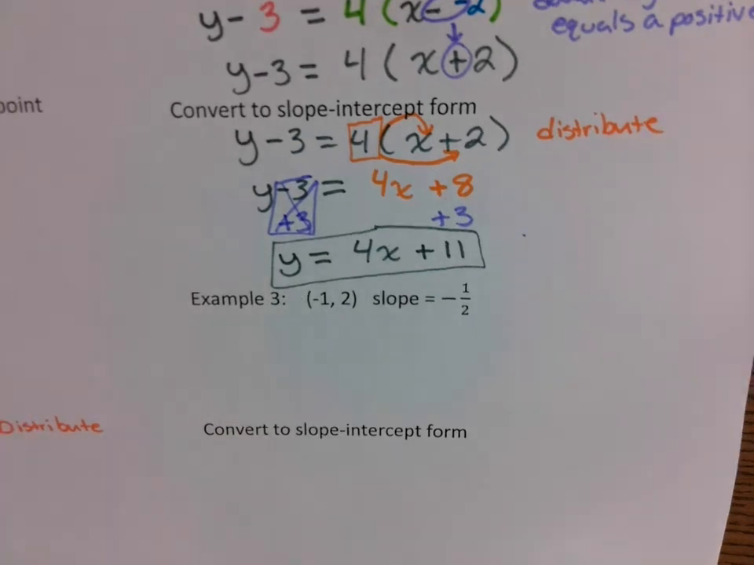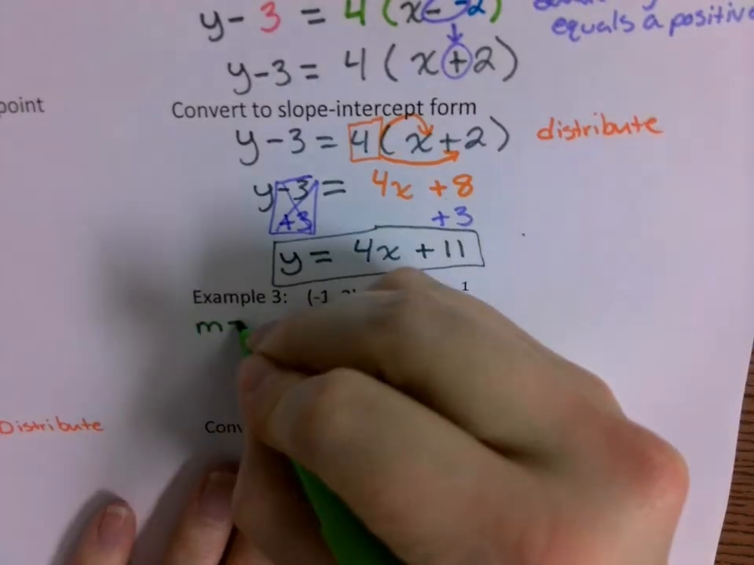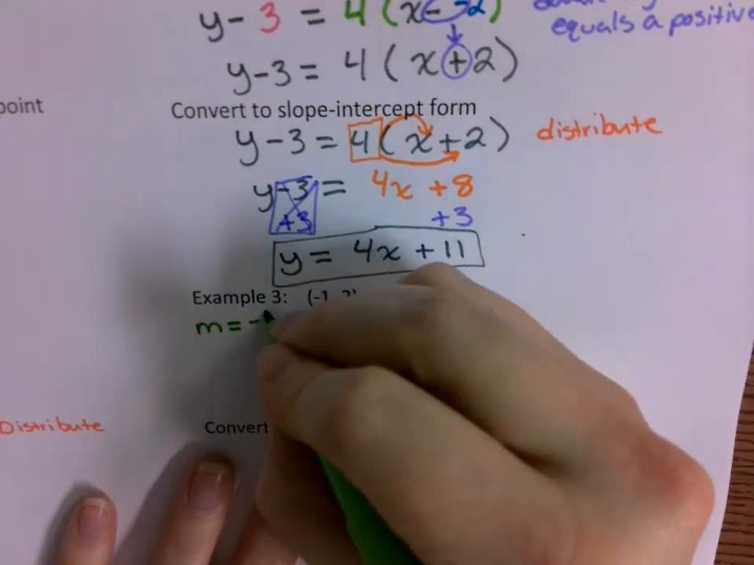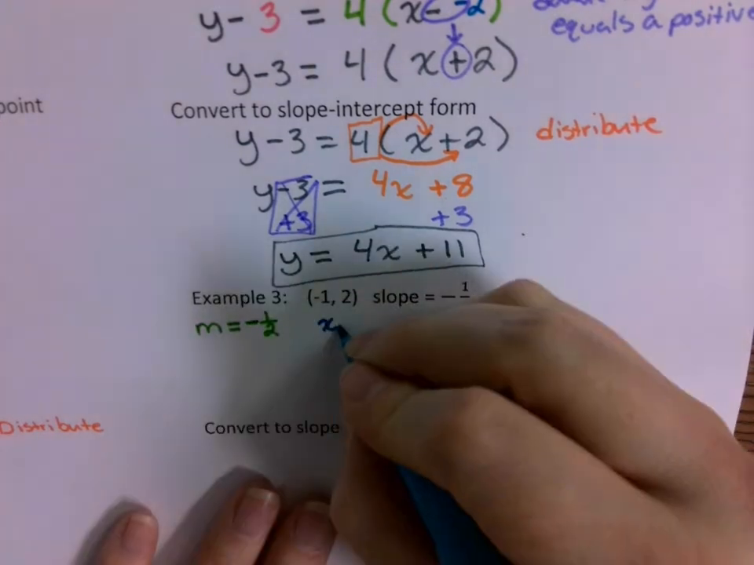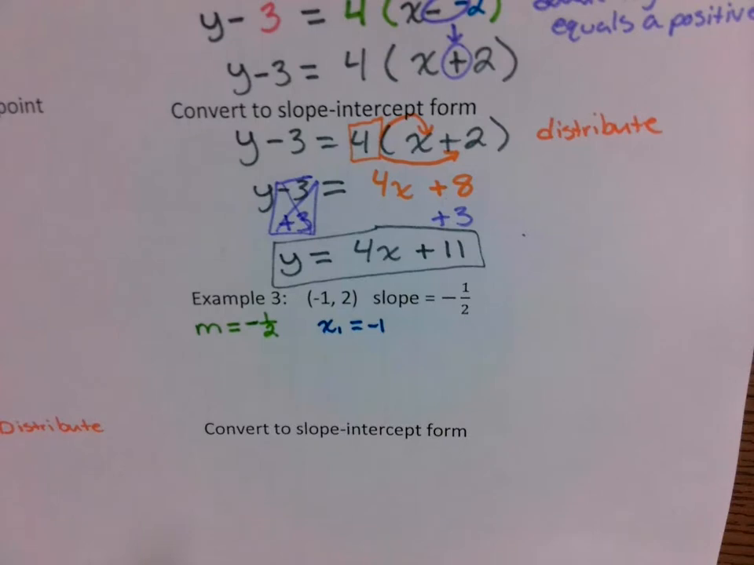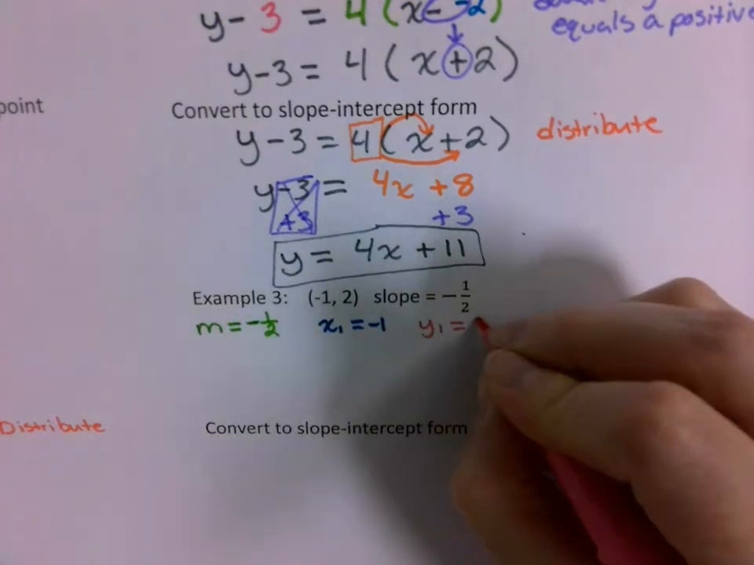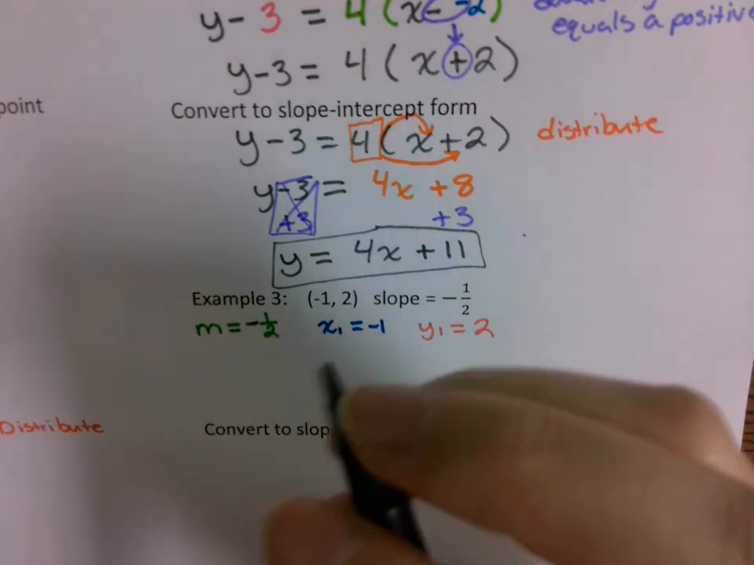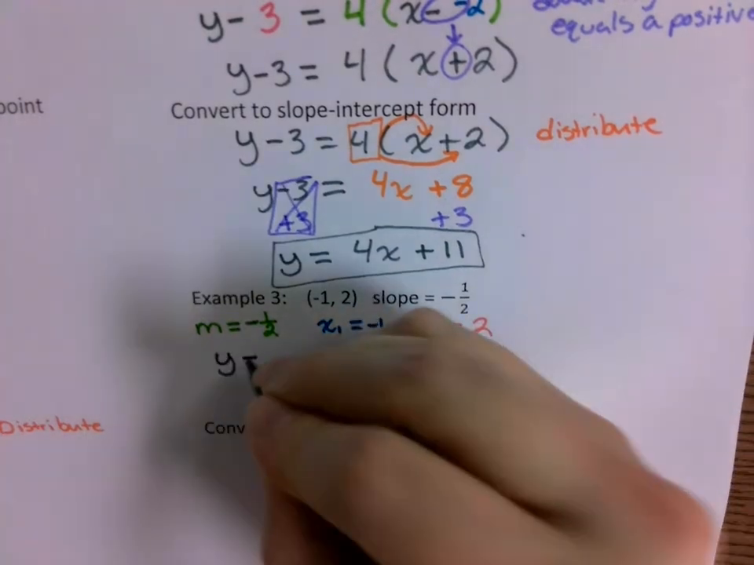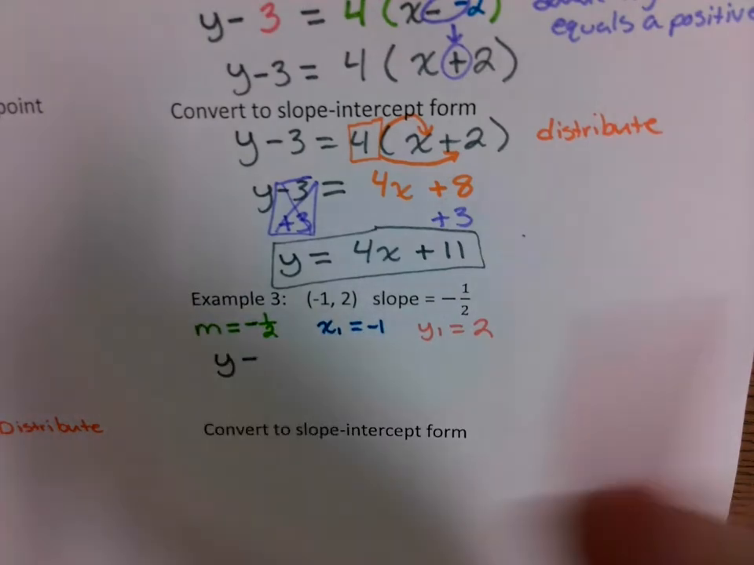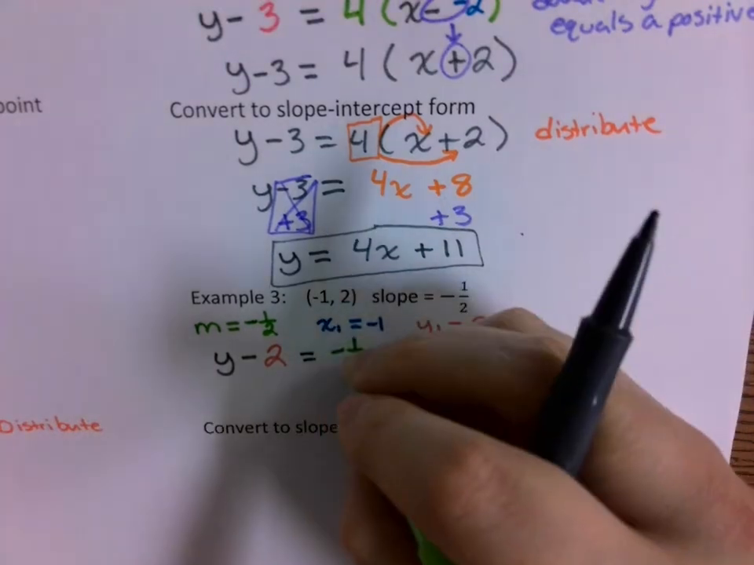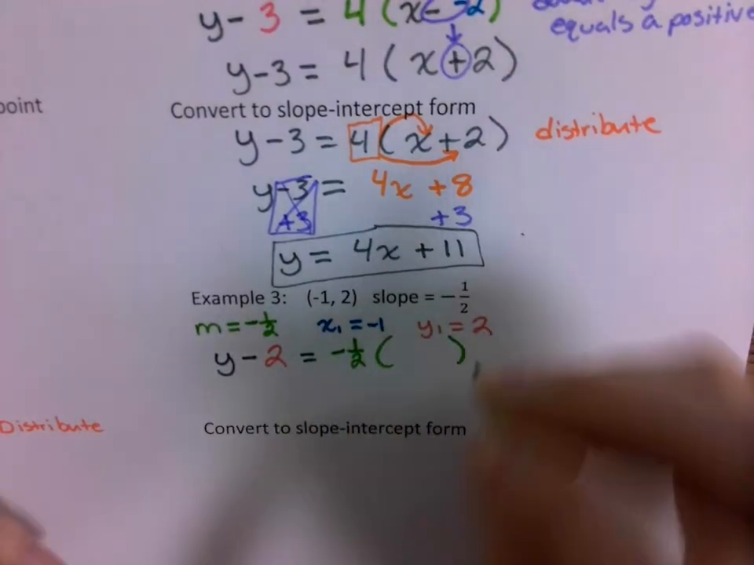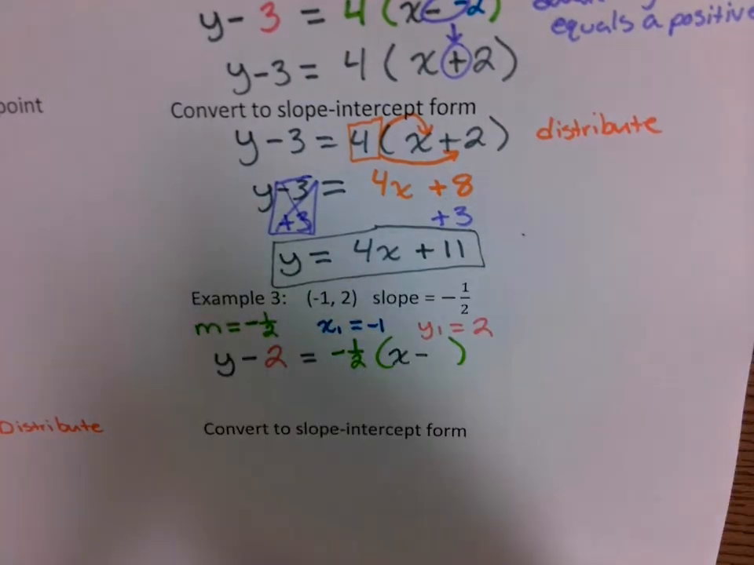All right, let's go ahead and go over this. What's the slope, guys? -1/2. What's the x1 coordinate? -1. What's the y1 coordinate? 2. Okay, so when we substitute this in, it's going to say y minus 2 is equal to our slope of -1/2 times the quantity of x minus -1. What should I do?